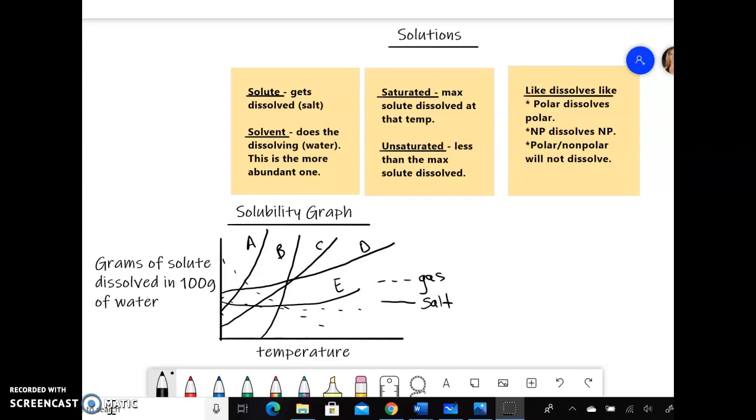Just as a side note, salt in chemistry does not mean table salt. So in the real world, when you say pass the salt, you're talking about sodium chloride. In the world of chemistry, salt means any ionic compound.